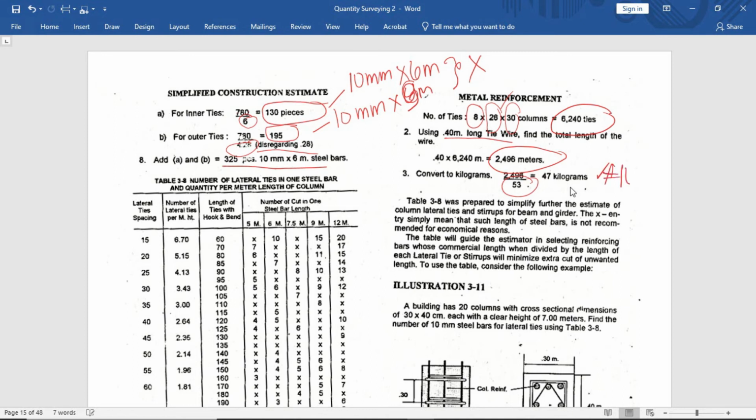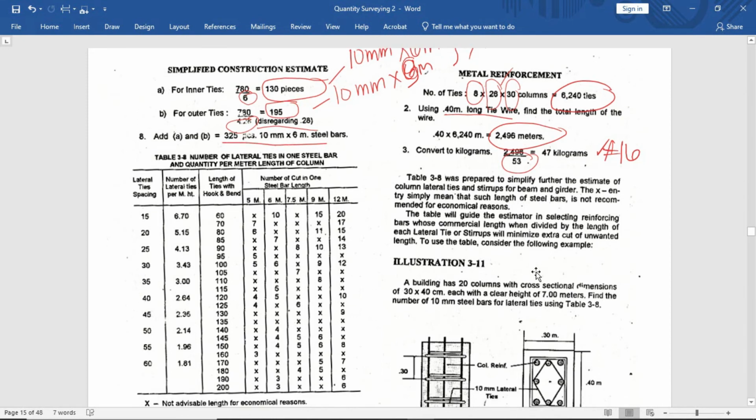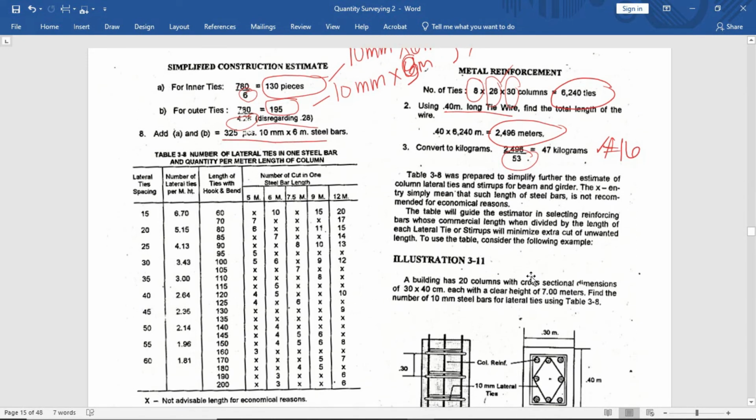Number 16. So, meron tayong Table 3-8 dito. Table 3-8 was prepared to simplify further the estimate of column lateral ties and stirrups for beam and girder. The X entry simply means that such length of steel bars is not recommended for economical reasons.